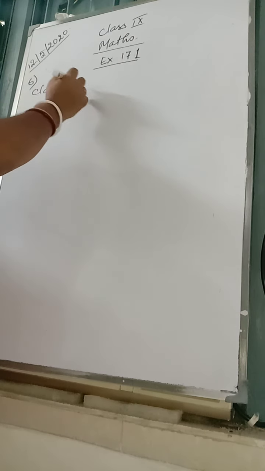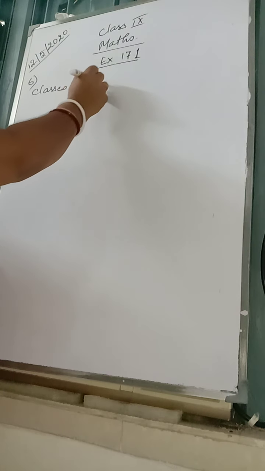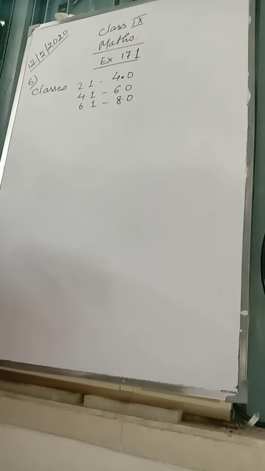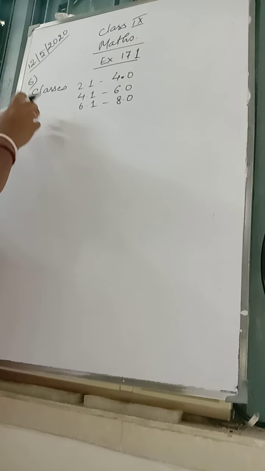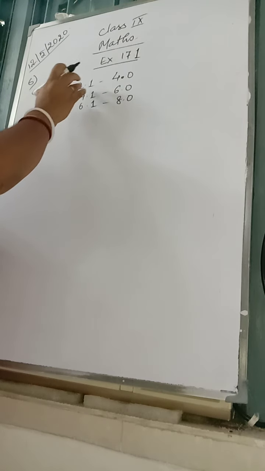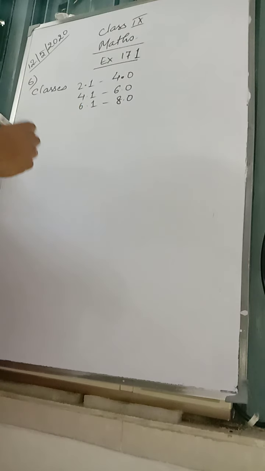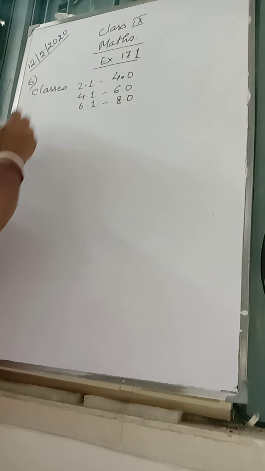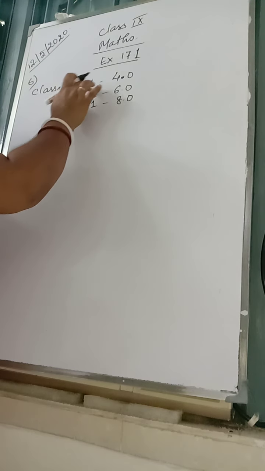Now you have the classes 2.1 to 4, then 4.1 to 6, and 6.1 to 8. Now I have told you to reduce 0.5 from the lower limit and add 0.5 to the upper limit, but already we have a decimal number here. So if we reduce 0.5, we will not get it. So here we have to reduce 0.05. Is it half of this?